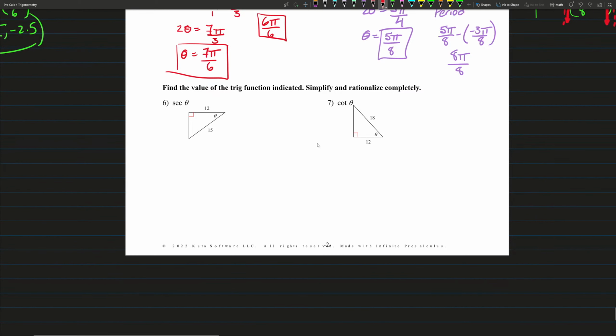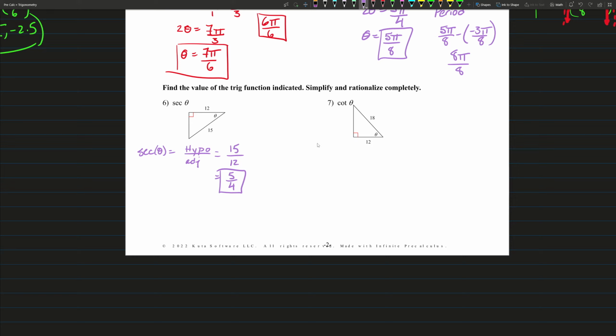And then these last two should be decently easy. Right, so secant, that is hypotenuse over adjacent. So in this case, the hypotenuse is 15, the adjacent side is 12, and then we're really done. So this is 5 over 4.